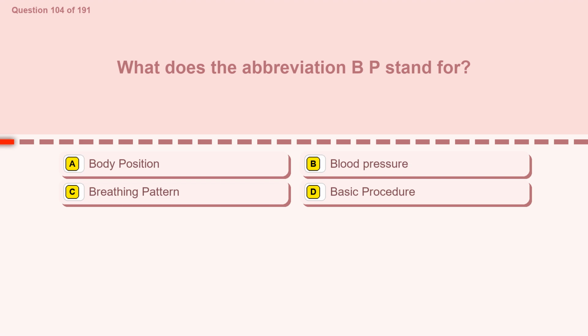Question 104. What does the abbreviation BP stand for? Option A, body position. Option B, blood pressure. Option C, a breathing pattern. Option D, basic procedure.